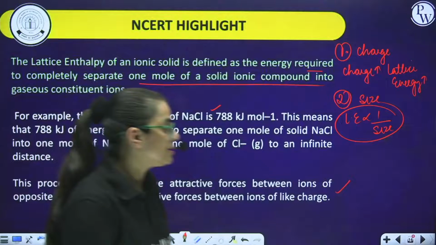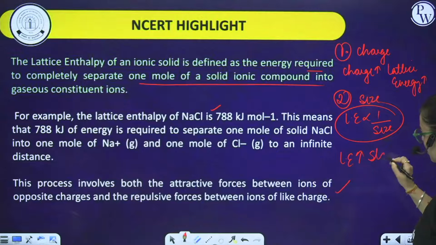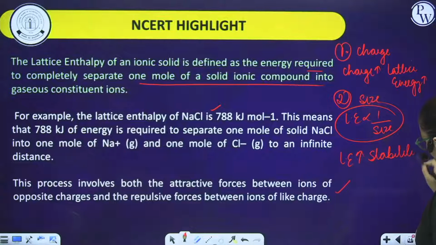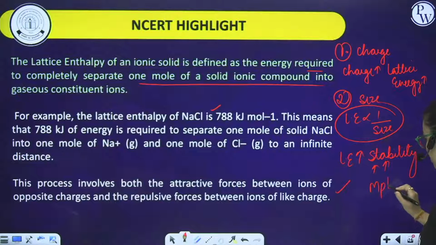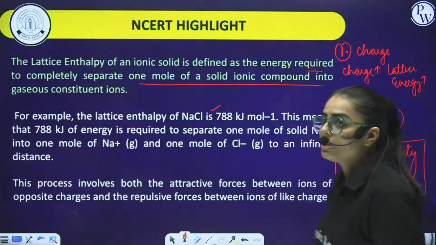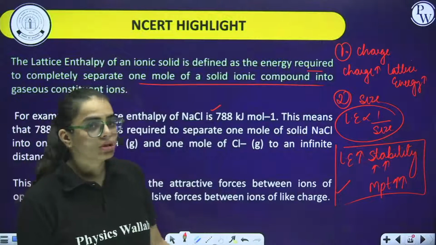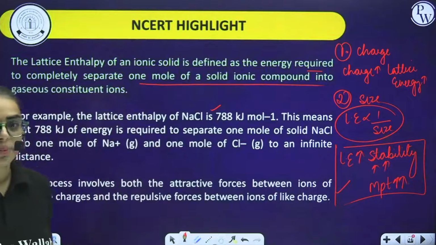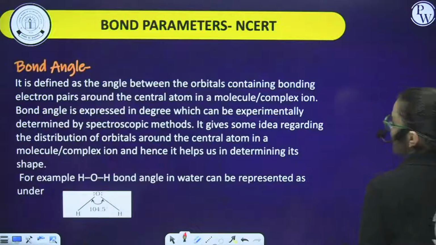And yes, lattice energy is directly proportional to stability. So more the lattice energy, more will be the stability and more will be the melting point. Students, it is also going to affect the solubility, but yes, this order is enough. I'm not saying solubility will increase or decrease. I'm just telling that it will affect this as well. So more the lattice energy, more will be the stability, more will be the melting point. Everybody write this down. Now we are going to start with the bond parameters, everybody.